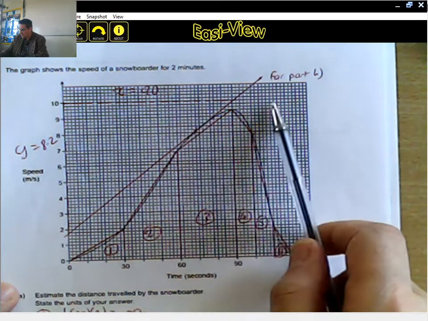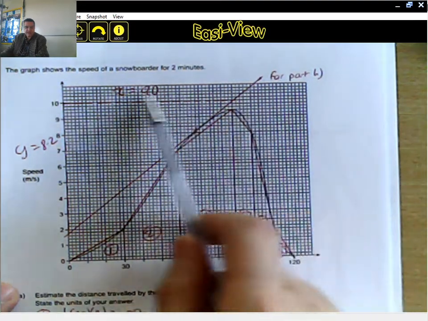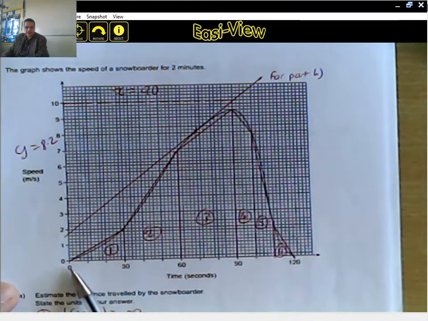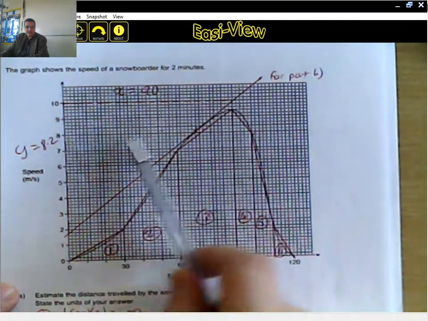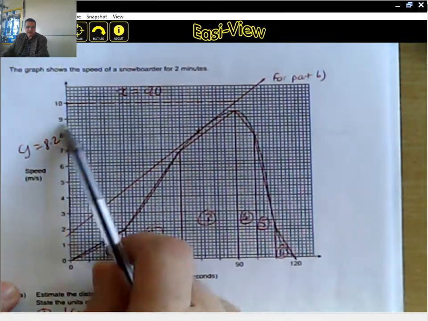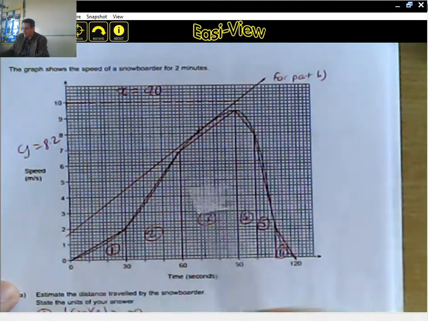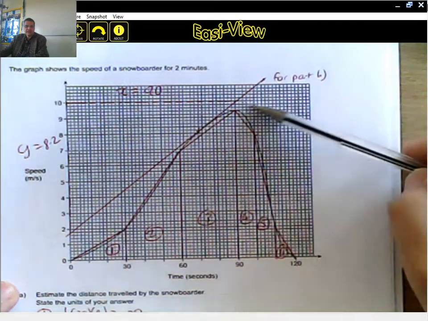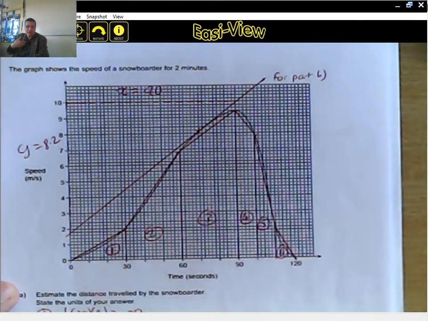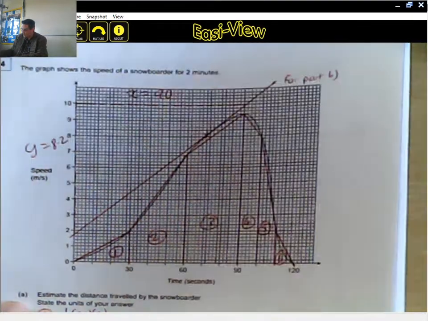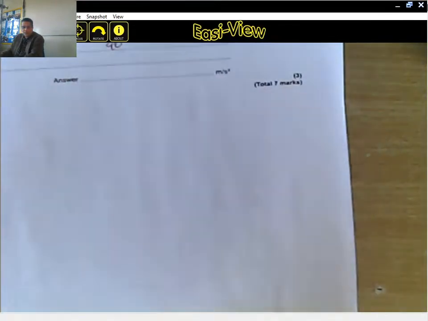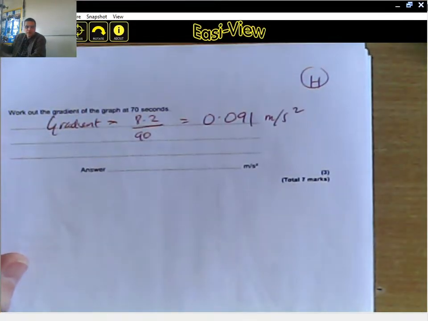But this one's quite easy. It goes from 0 to 90, so the difference in x is 90 anyway. So that part's easy to see, 90. That part's more difficult to see, and all because I didn't want to crash into this. Either way, difference in y 8.2, difference in x 90. My version is going to be 8.2 over 90, and that came to 0.091, roughly 0.1 meters per second squared.